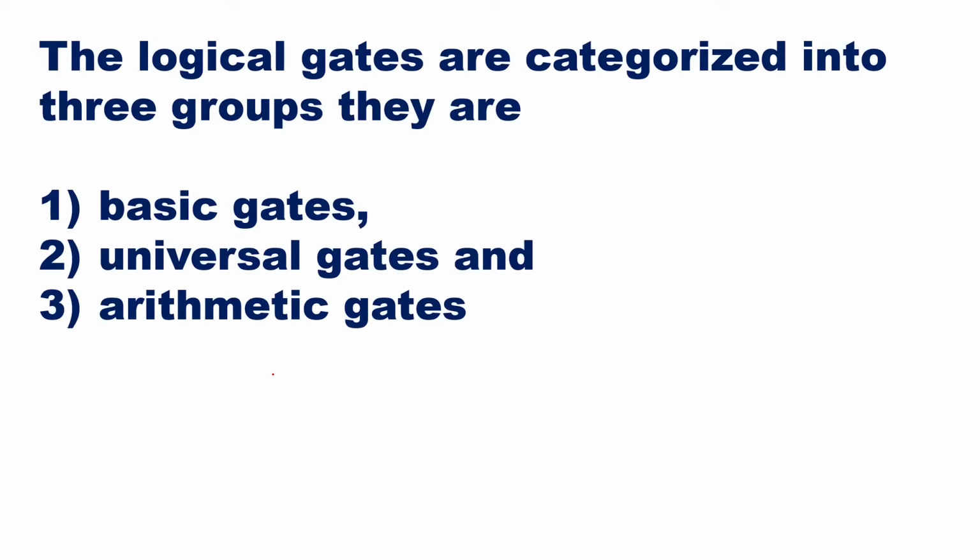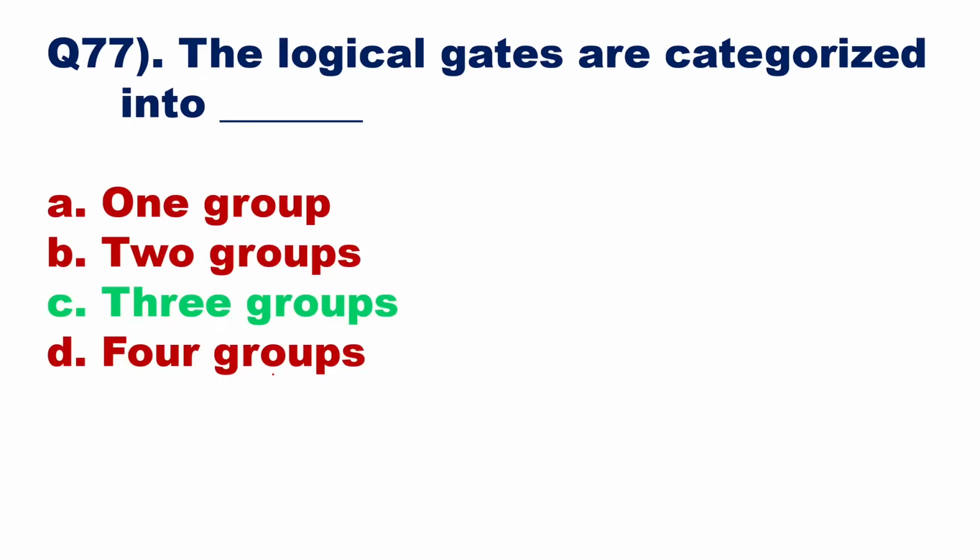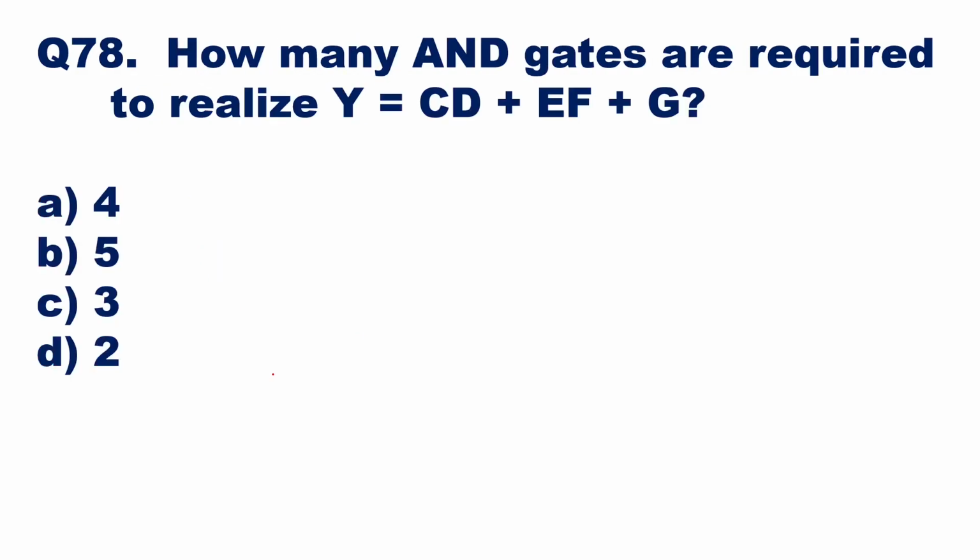They are number one, basic gates group. Number two, universal gates group. Number three, arithmetic gates group. So there are three groups in which logical gates can be categorized. So here you can see option C is the right answer, three groups. Then we'll go to the next question.